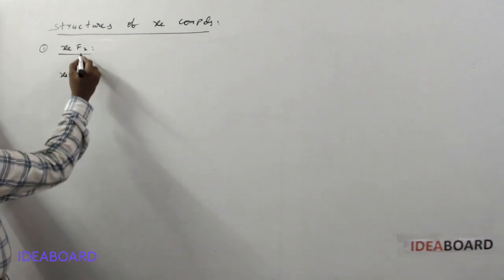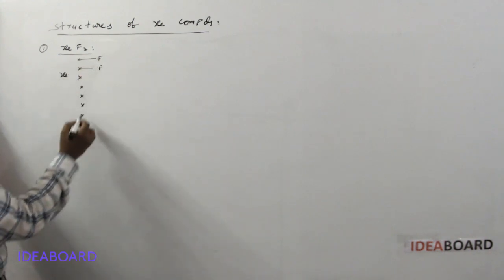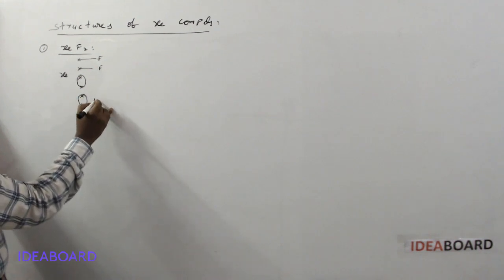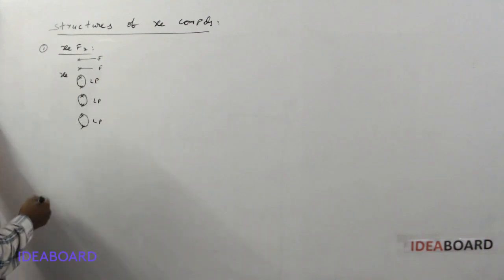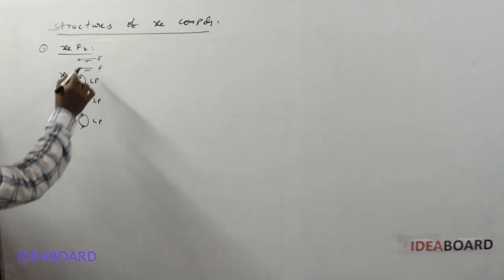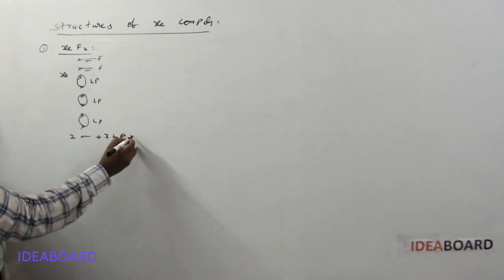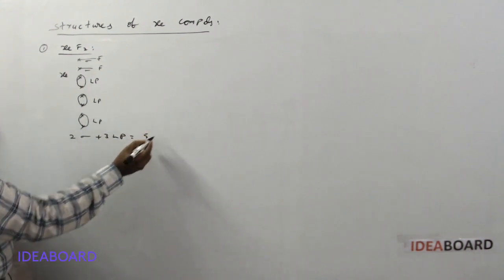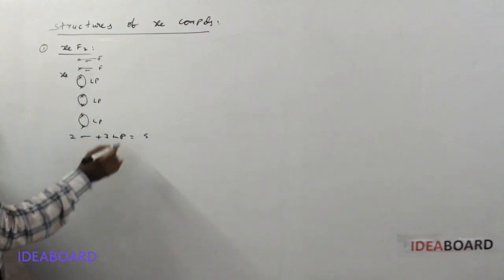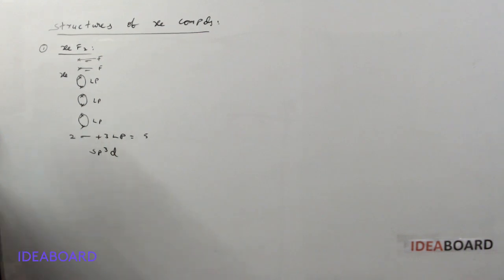Of the 8 electrons, each fluorine atom can form a single bond with xenon using 1 electron. So 2 single bonds. The remaining you must make into pairs. So this is one lone pair, this is the second lone pair, this is the third lone pair. And here this is one sigma bond, this is another sigma bond. Here 2 sigma bonds and 3 lone pairs. So the total number of electron pairs is equal to 5.